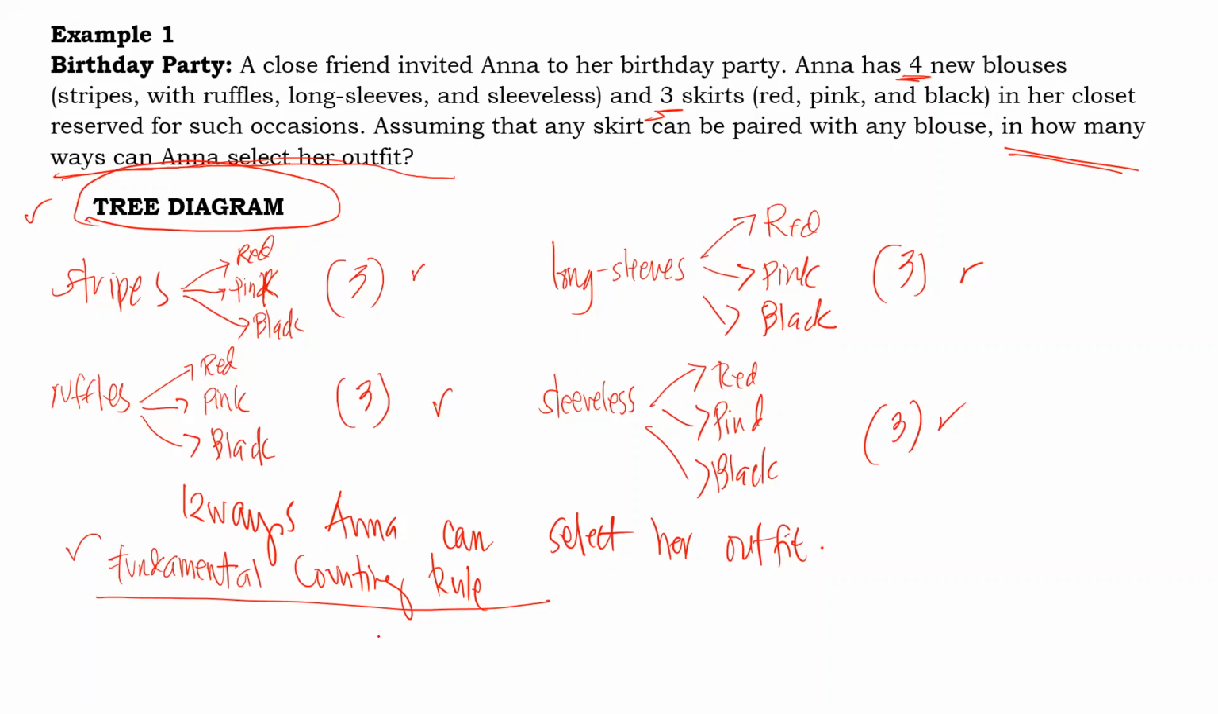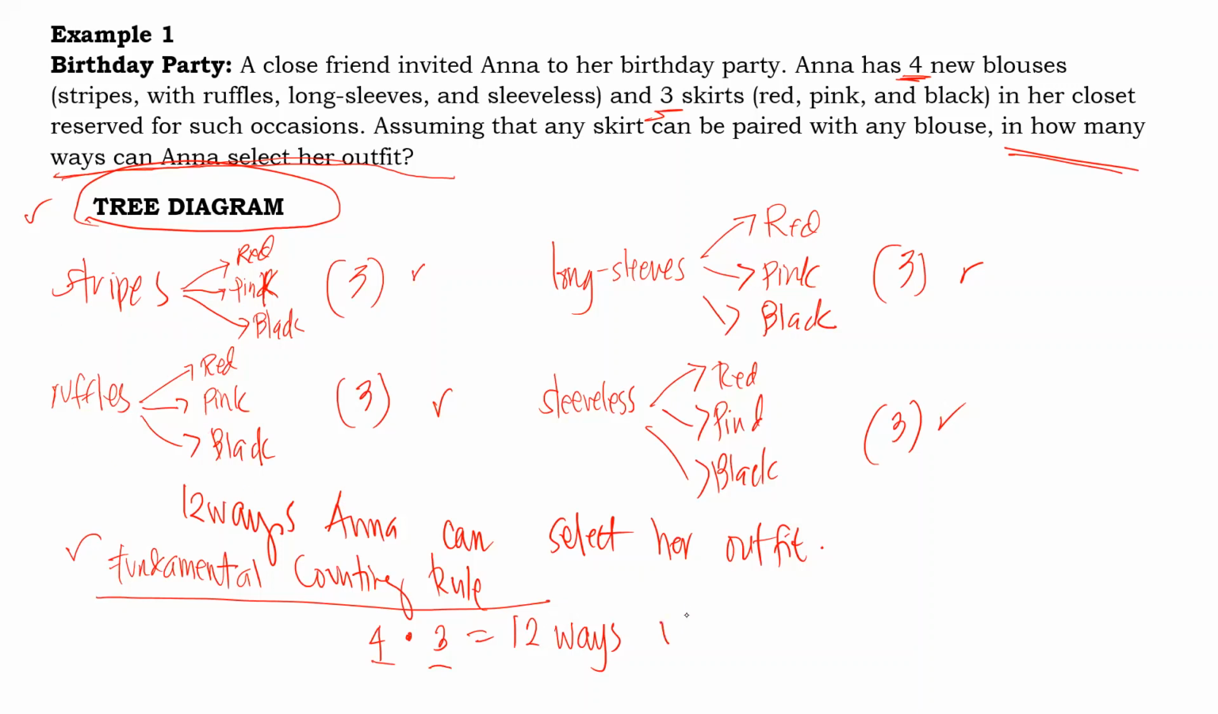So, Anna has 4 blouses times she also has 3 skirts to choose. 4 times 3 is 12. So, there are 12 ways Anna can select her outfit.